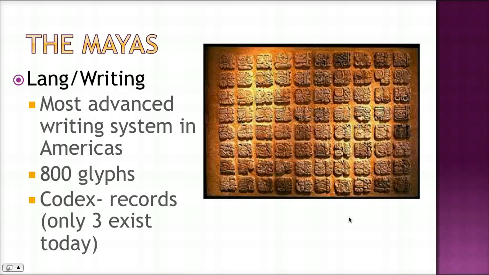And what we do know is that they were able to put a lot of this information into codices or codex. And these codex, very few of them actually survived. Many of them were actually destroyed by missionaries who came into this area. So these codexes or codices were records. And so we know a lot about who the Mayas were because of these records. Unfortunately, only 3 of them exist today, but with those 3, we were able to ascertain quite a bit of information.